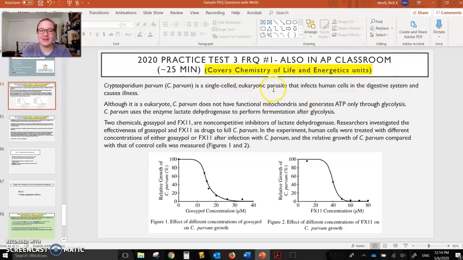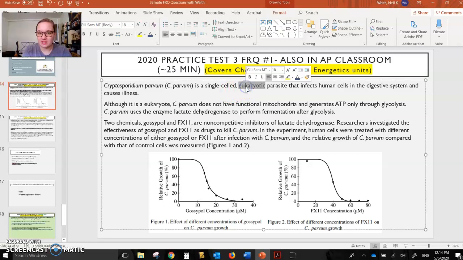This is about parasitic cells. They're eukaryotic, so they are multi-organellular, like they've got organelles and a nucleus, but they do not have a functional mitochondria. So they get into your digestive system and cause illness, and they are getting their ATP just through glycolysis, but they don't have a Krebs cycle and an electron transport chain. So they finish out and kind of create a loop by doing fermentation with this enzyme, lactate dehydrogenase.